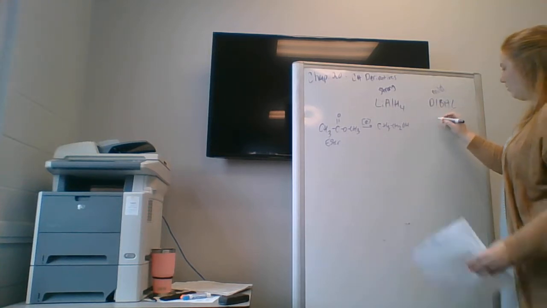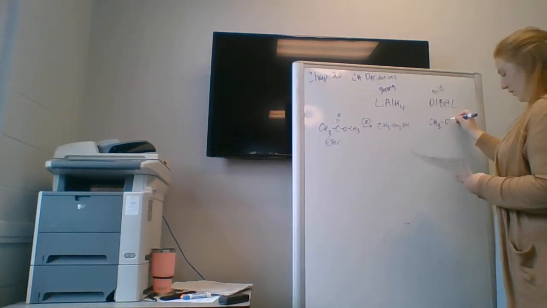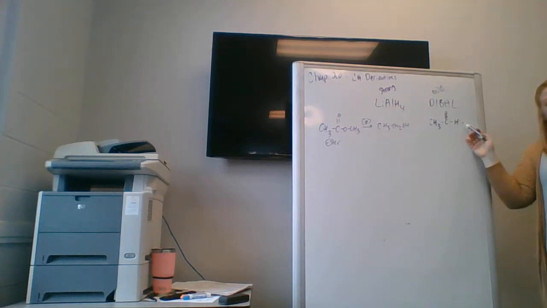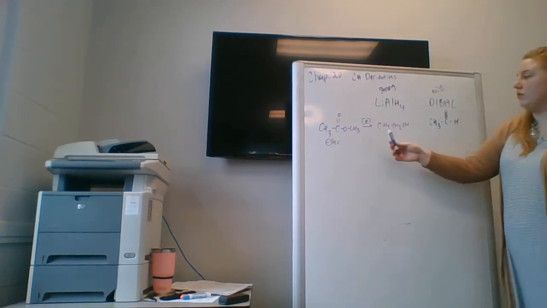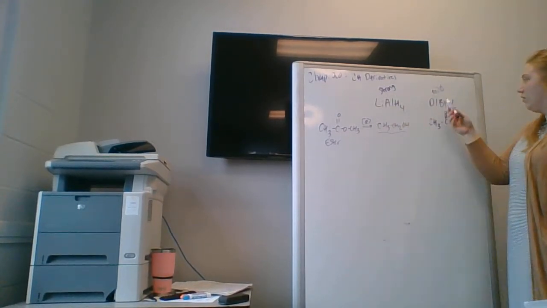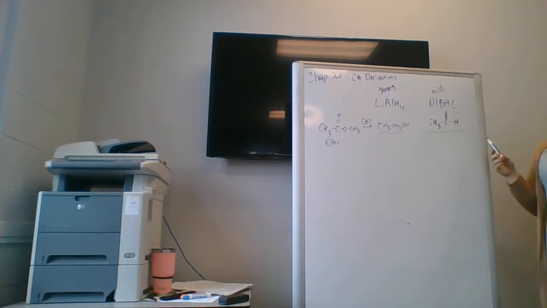On the other hand, we would end up with this. What's this functional group? An aldehyde. So ester, fully reduced with a strong reducing agent, is an alcohol. With a mild reducing agent, aldehyde. Okay?